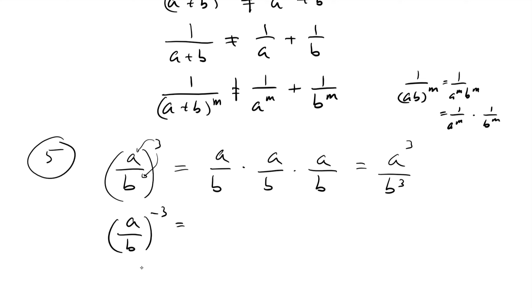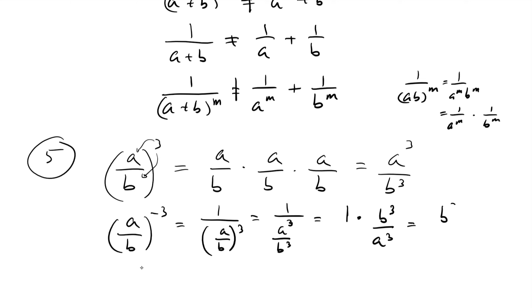Why is that? Well, it's because you can convert it first to a positive power by sending stuff down in the denominator. Then this is, according to our previous rule, A cubed over B cubed. And dividing by a fraction is the same as multiplying by its reciprocal. And you finally get this.